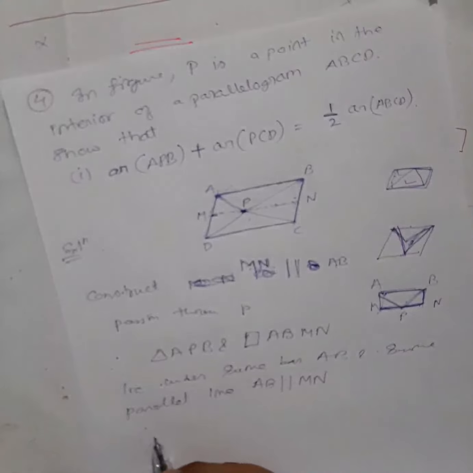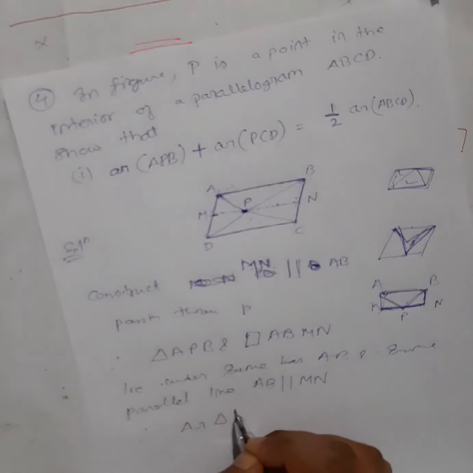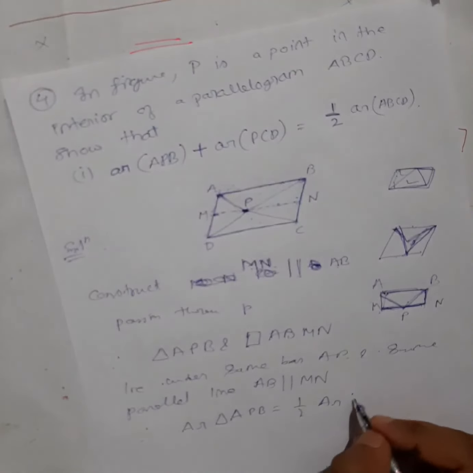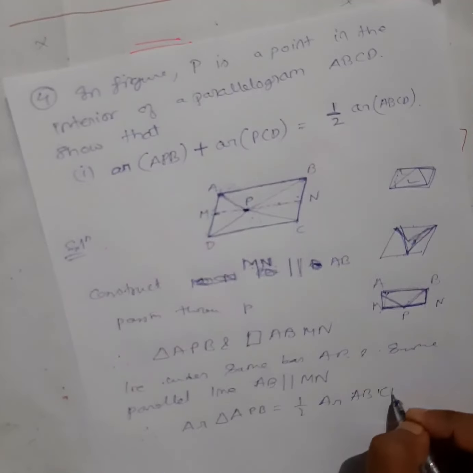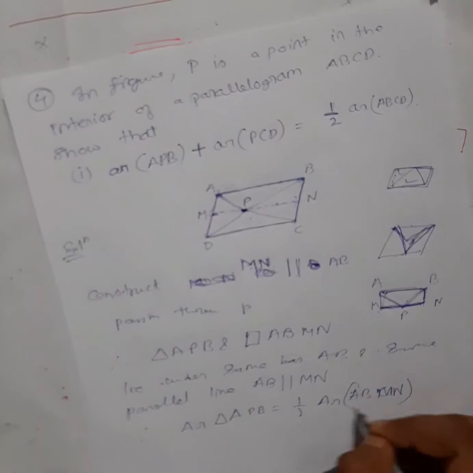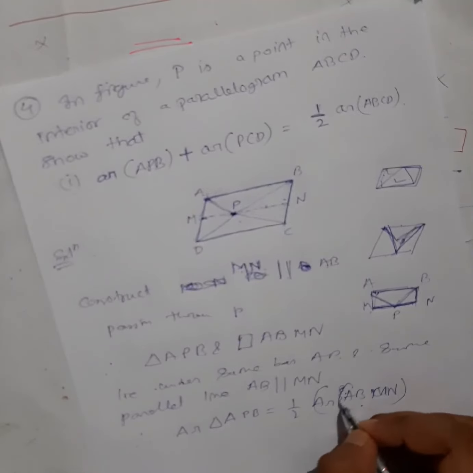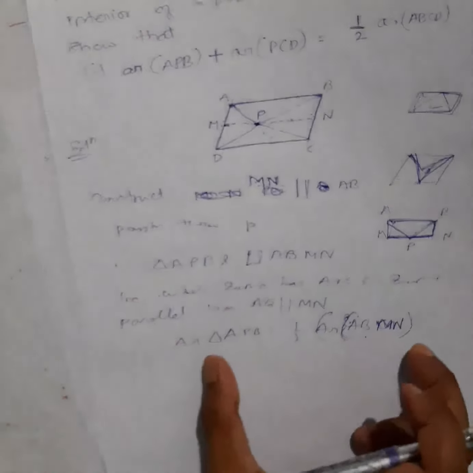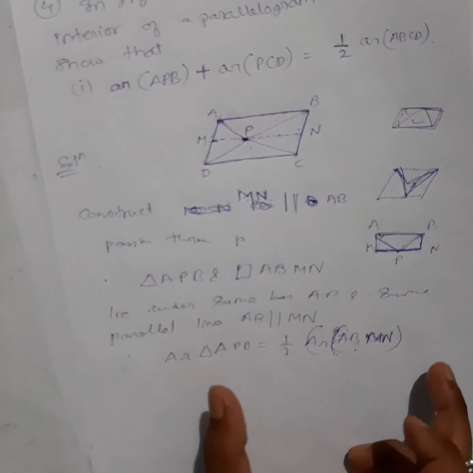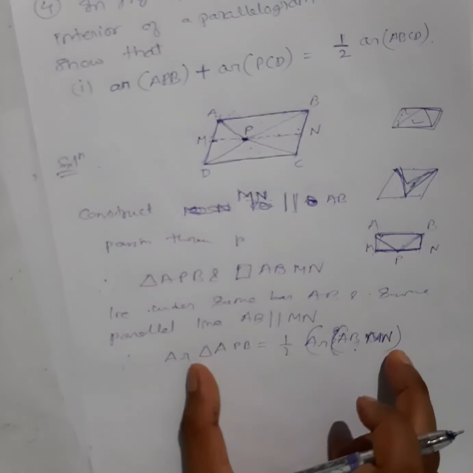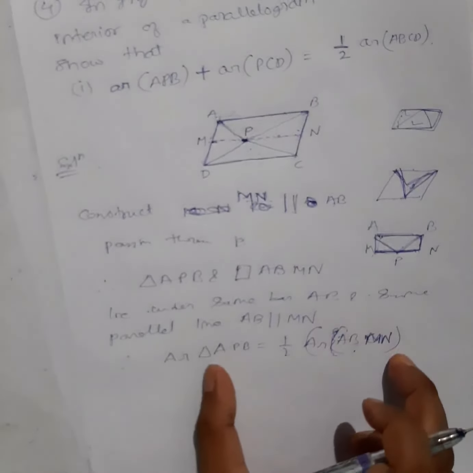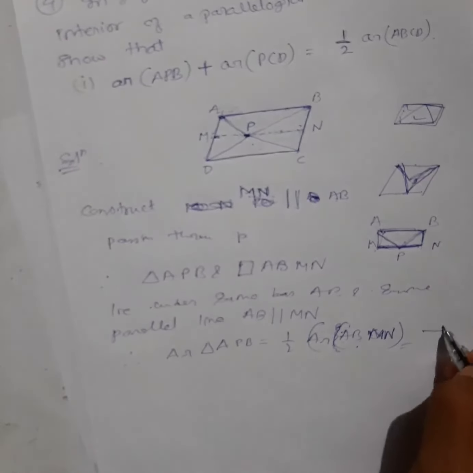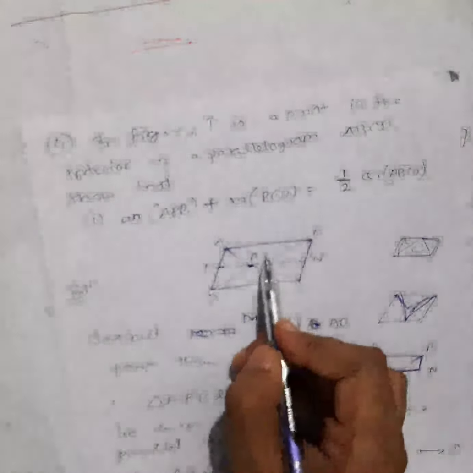So what can I write? Therefore, area of triangle APB is equal to half of area of quadrilateral or parallelogram ABMN. Okay, sorry, the bracket will be here. Area of ABMN. Sorry for my handwriting. But whatever I'm speaking here, you can listen and copy down from there only, and try to understand all this. Forget about my handwriting. So you mark this as 1. So I have shown that this triangle is half of this.